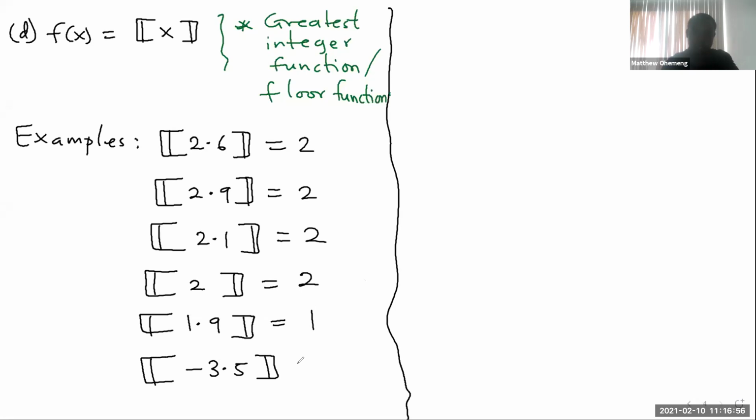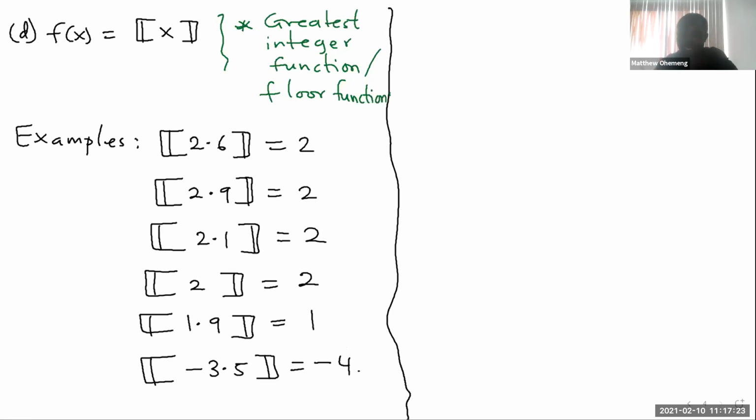What about this one? Negative 3.5. What do you think? Negative 3.5. So I have negative 3. Do I have a different answer or a seconder? Negative 3. Okay, thank you. So for this one, the greatest integer for this value is rather negative 4.